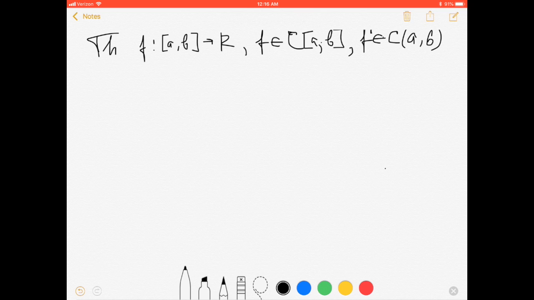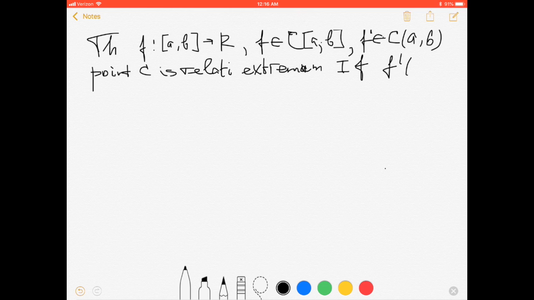If point c is a relative extremum, an extreme point, then the value of the derivative at this point equals 0. Okay, let's see how we prove this fact.